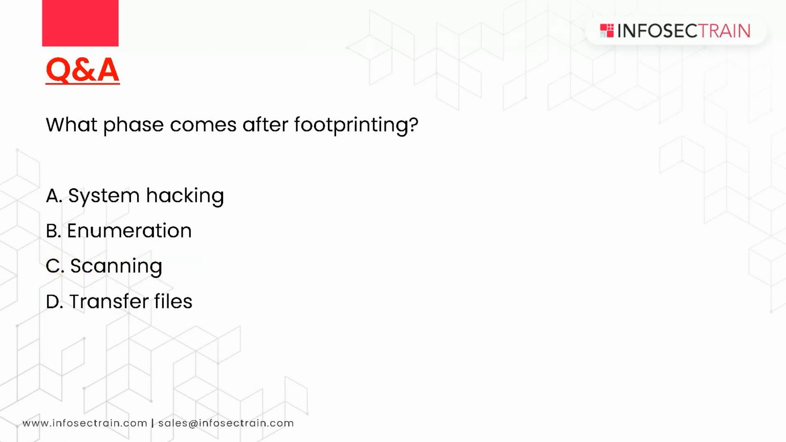Okay, so the question is saying, what phase comes after footprinting, right? So over here, as we were previously discussing, footprinting is the very first step of our hacking, in which we are gathering the information. Once we have gathered the information about the victim, right, we have to identify our potential target. Then we are actively going to gather the information about the system, right? We will be trying to gather the information about the services that are running over there, right?